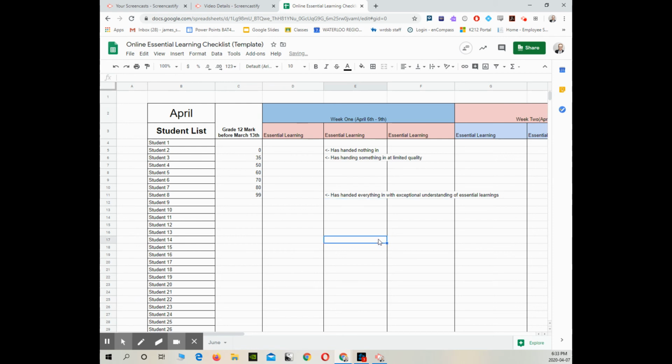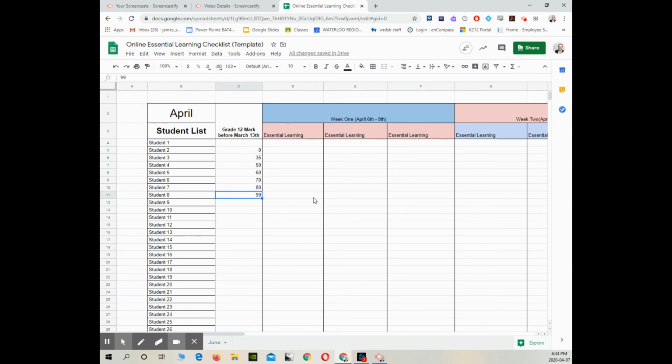And my goal in this is to show how these marks pre-March 13th might change depending on a student's circumstance. So let's take a look at the student with a 99. And this could be any of the students that you have that have a grade of 90 or above. This student has likely completed everything that you've assigned so far and has grasped the essential learnings in place with absolute mastery. The question that they may have is what will their mark look like on the report card?